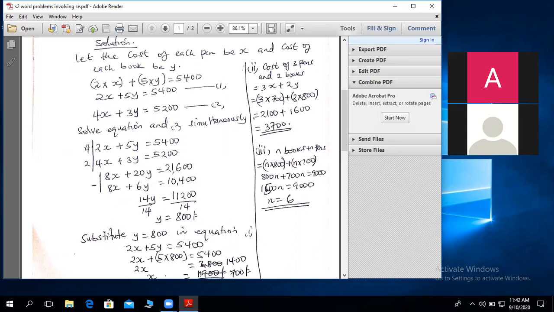And what do I get? 4 times 2, it becomes 8x. 4 times 5, it becomes 20y. And 4 times 5,400. I told you to come with a calculator when you are coming for math. So those with calculators, 4 times 5,400. Do you get 21,600? Yes, that should be the answer.